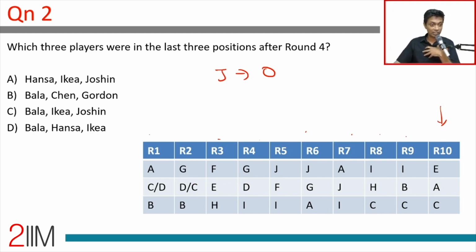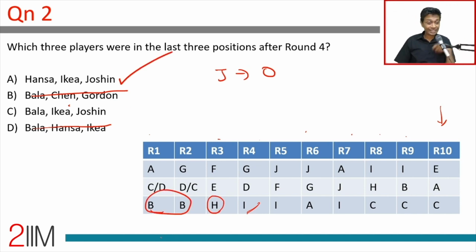J is definitely there. This choice is out. This choice is out. After that, I is likely to be there, which is there in both choices. I has got 1 last place finish, nothing else. Then H is likely to be there. It is between Hansa and Bala. Hansa has got 1 last place finish, Bala has got 2. So Hansa it is, HIJ. These guys are likely to have played the least number of games. J has not played any game. I has played only 1. Hansa has played only 2. Therefore, they are likely to be the suspects which have got least number of points.